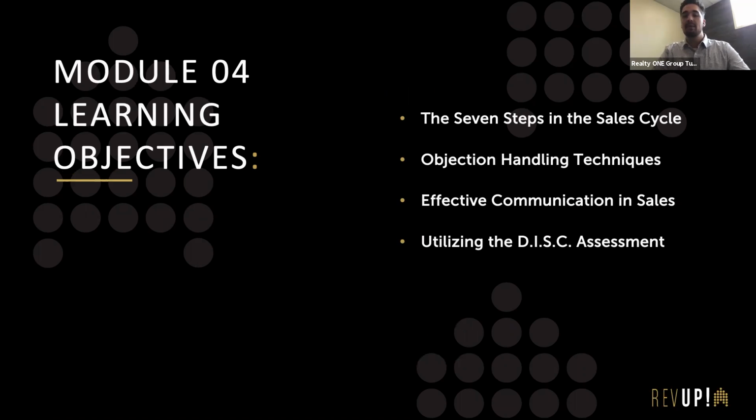All right, so today we are going to cover the 7 steps in the sales cycle, objection handling techniques, effective communication in sales, and utilizing the DISC assessment for your clients. And that takes up the whole second half of the meeting. That's all about finding out what type of client you're working with and how they like to communicate.